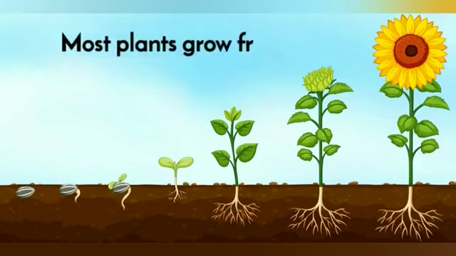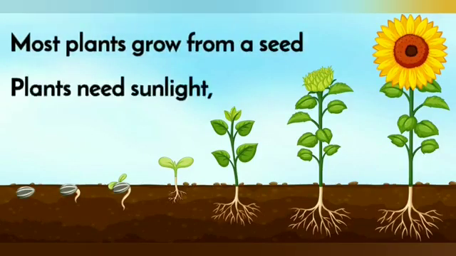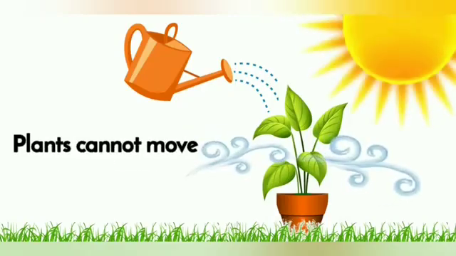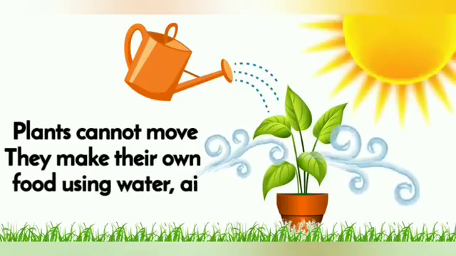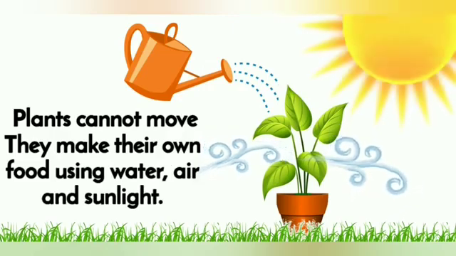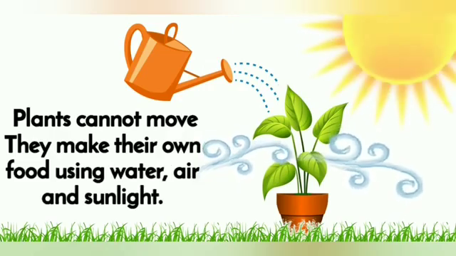Most plants grow from a seed. Plants need sunlight, soil, water, and air to grow. Plants cannot move. They make their own food using air, water, and sunlight. So as we continue, let us get to know more. What are the functions and different characteristics of the roots and the stem?